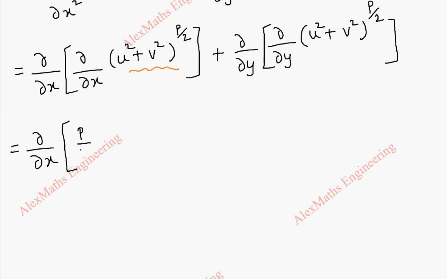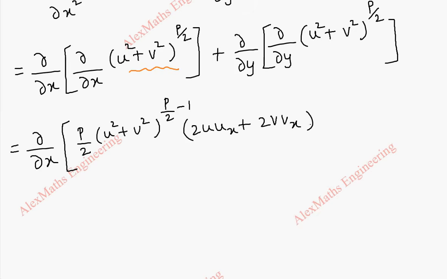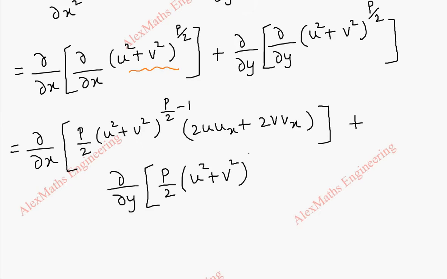This differentiation is (p/2)(u² + v²)^(p/2 - 1). Then the derivative using chain rule: u² gives 2u and the u derivative is ux, and this is 2v and the v derivative is vx. Now the second part is plus ∂/∂y of p by 2. We can copy the same term because the terms are similar. Only thing is, instead of partial derivative with respect to x, we have to write y. So it is 2u uy plus 2v vy.